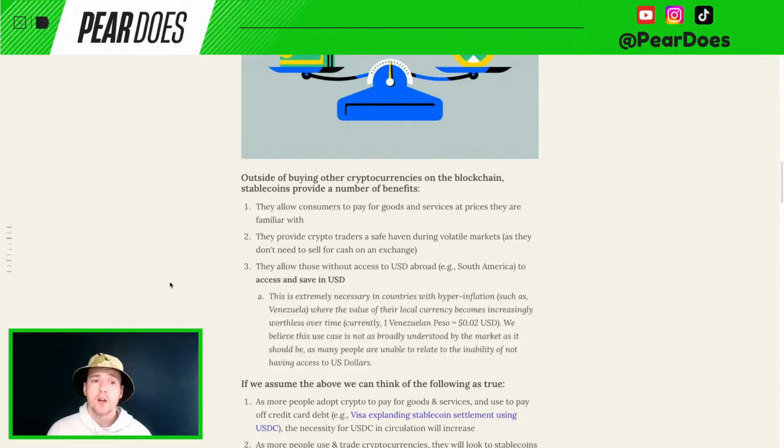Number two, stablecoins provide crypto traders a safe haven during volatile markets, as they don't need to sell for cash on an exchange. Remember, this is not cash. This is a cash equivalent. It is a stable coin. And so in these realms where people are using decentralized exchanges, or they're not wanting to cash out to US dollar directly, they're not wanting to sell for US dollar, they can convert or swap these for USDC or other stable coins.